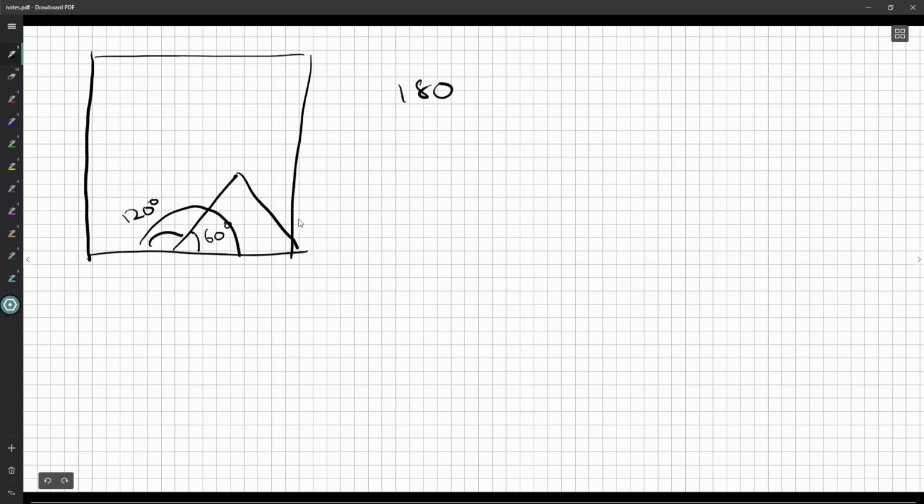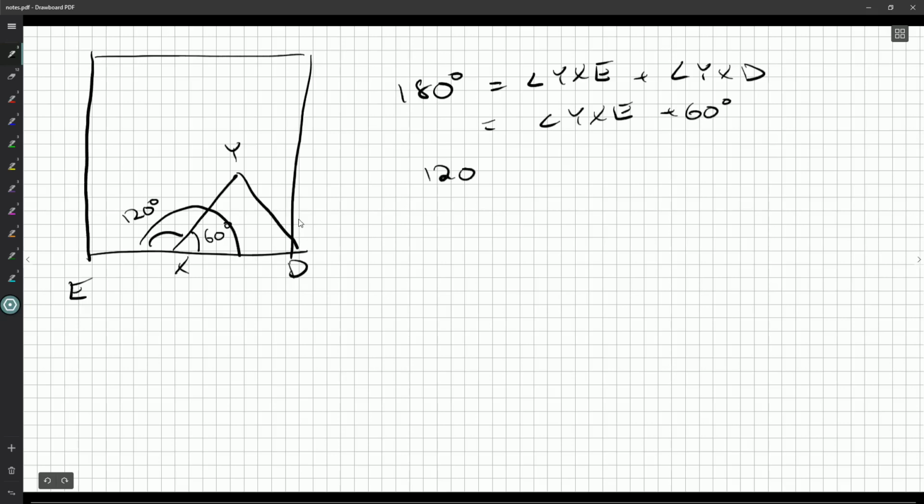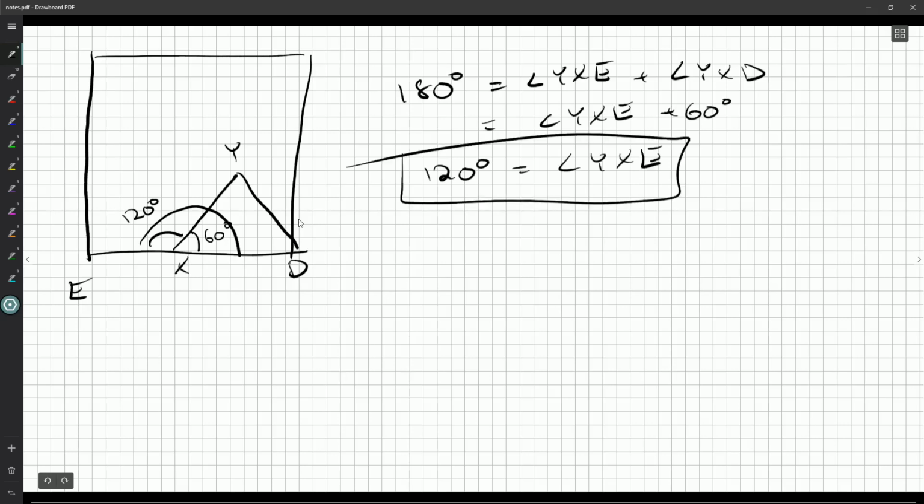I suppose if you wanted to write something out, you could say 180 degrees is angle YXE plus angle YXD, which is angle YXE plus 60 degrees, because it's an equilateral triangle. And so 120 is angle YXE, but there's not really a whole lot to do, which I guess is why this is a light bulb question.